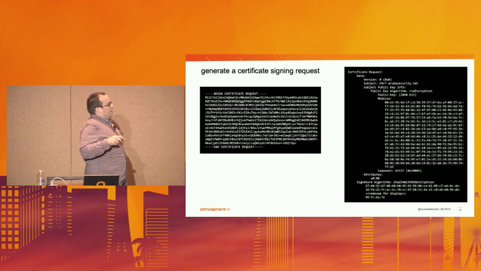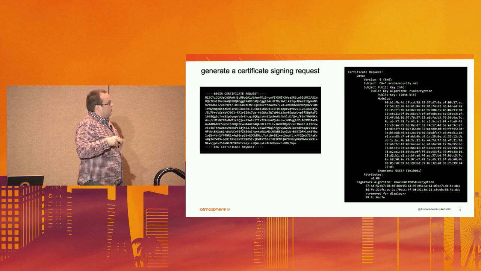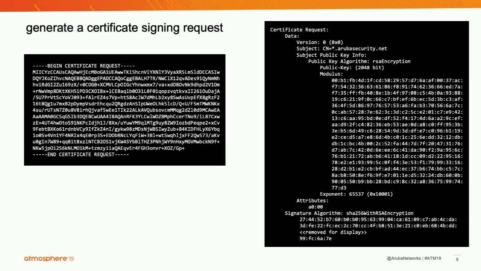What they're going to do is essentially read the public key, which I've actually removed because it's too big. And they have some properties here, like it's a 2048-bit RSA key. And here's the requested subject, right? So that's what I put into the CSR, and that's what I want to request it be signed as, right? So in this case, it was a wildcard certificate, star.arubasecurity.net.